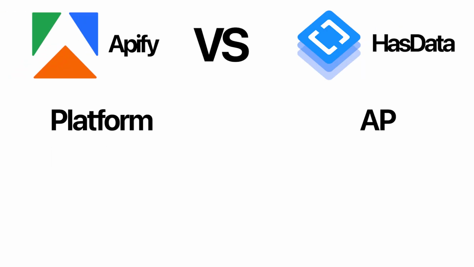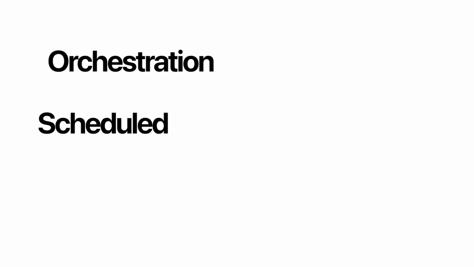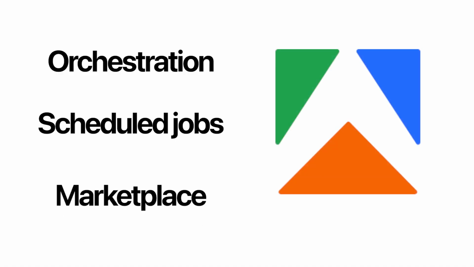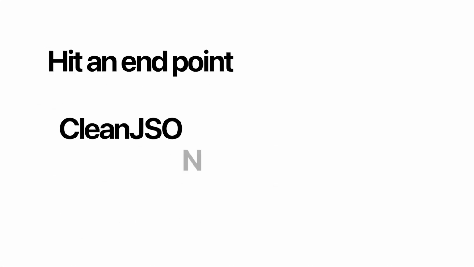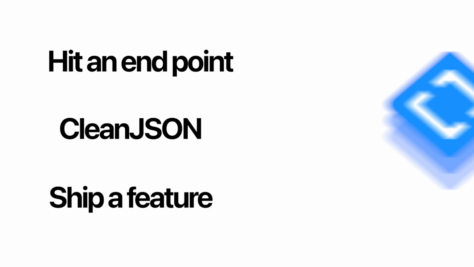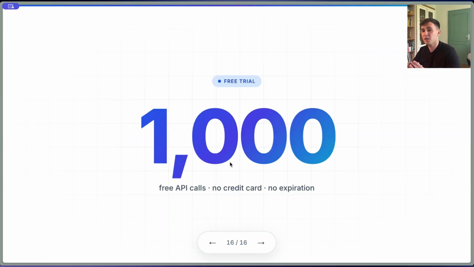So here's the short version. Apify is a platform. HasData is an API. They solve overlapping problems in different ways. If you need orchestration, scheduled jobs, or a marketplace for niche scrapers, then Apify is the right call. If you need to hit an endpoint, get clean JSON, and ship a feature this week without learning a platform, then HasData is built exactly for that. The free tier is 1,000 API calls per month, no credit card required, and no expiration. You can have a working Google Maps scraper in 5 minutes.